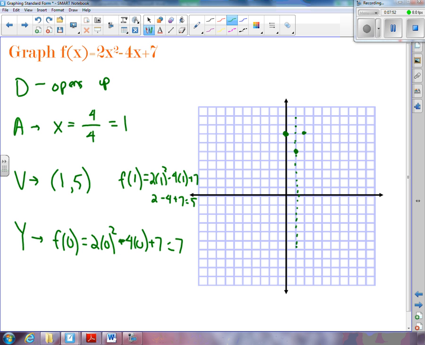So now let's do our little graph. So I know that my parabola opens up, which makes sense because my 2 points are above my vertex, and then I'm just going to graph my parabola. And that's all you have to do. So we're going to do lots of practice graphing parabolas, but it's pretty easy, and I think that you guys will like it.